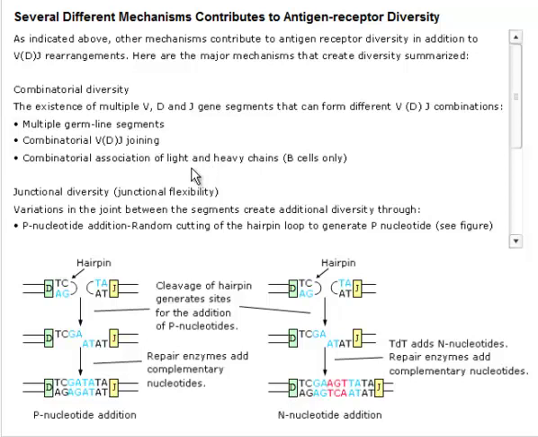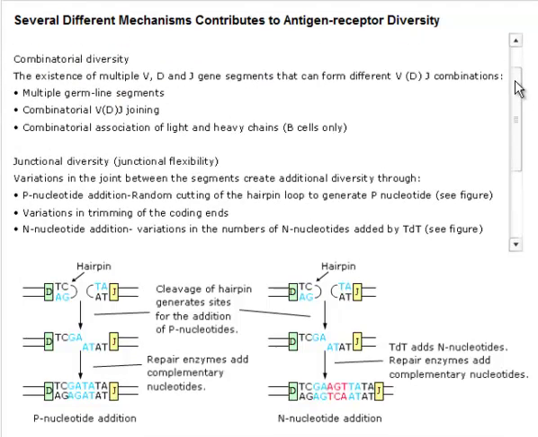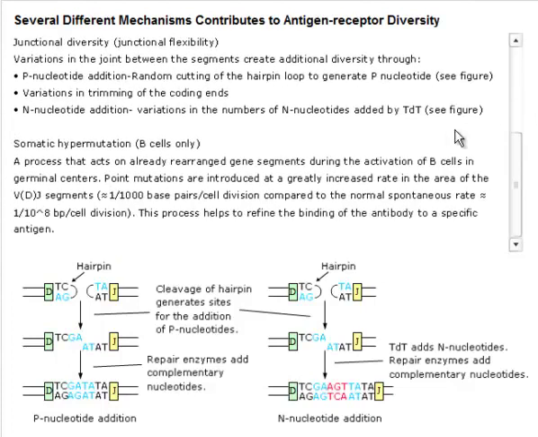There's also this junctional diversity then, and so this gets back to that TDT enzyme that actually can mediate the generation of new nucleotides that occur between the joining regions of the variable to the diversity segment, or the diversity segment to the joining segment, or in the case of the light chains, the addition of the variable to the joining regions directly, skipping the diversity regions. So up at the top we talked about the combinatorial diversity. We're just going to slide down so we can see the full junctional diversity and somatic hypermutation as well.